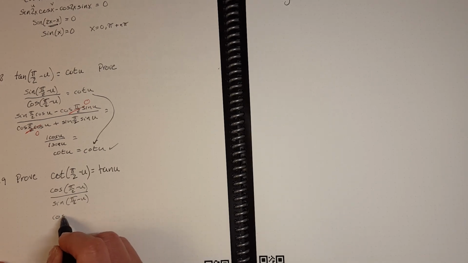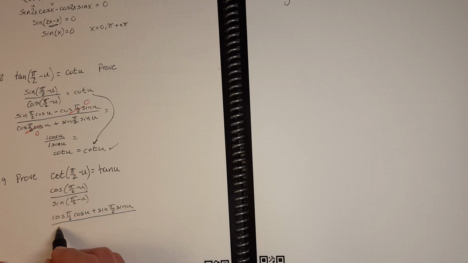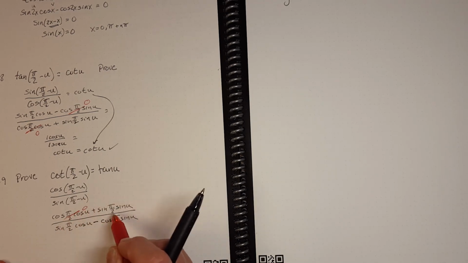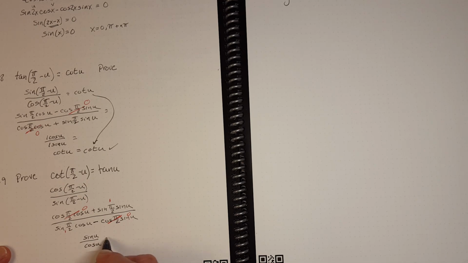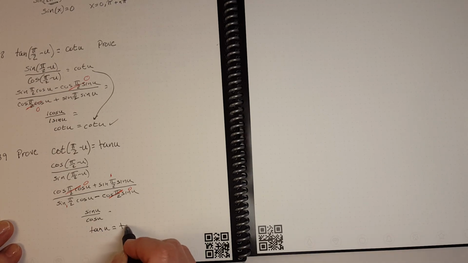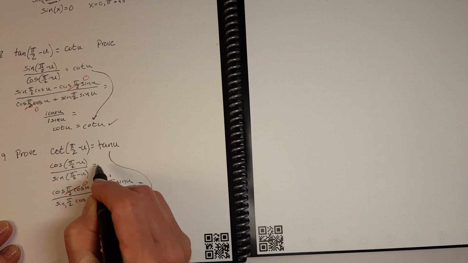So we have cosine of pi over 2 cosine of u plus sine of pi over 2 sine of u divided by sine of pi over 2 minus u becomes sine of pi over 2 cosine of u minus cosine of pi over 2 sine of u, and cosine of pi over 2 is 0, so this term becomes 0 and this term becomes 0. Sine of pi over 2 is 1, so we get sine of u over cosine of u, and that equals tan of u, and that's what we were trying to prove. So we're going to bring our tan of u all the way down on the right side of our equals.